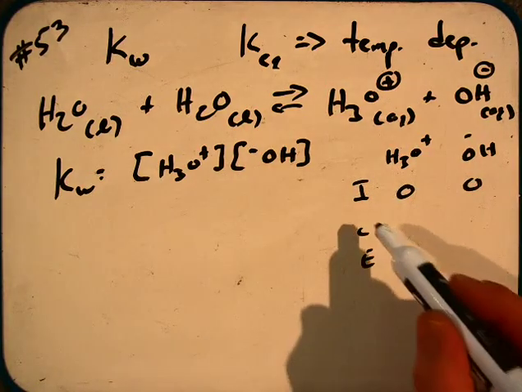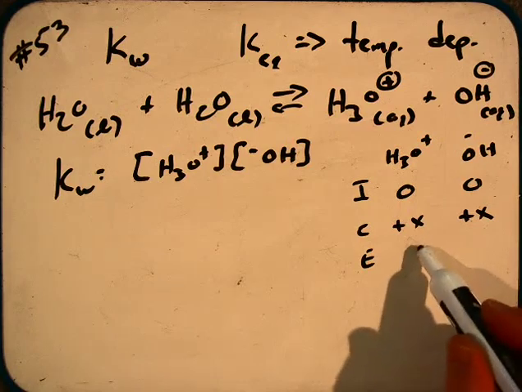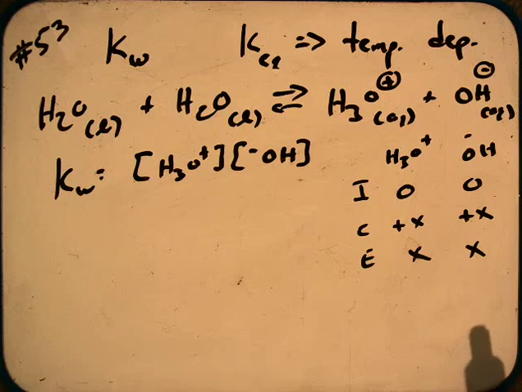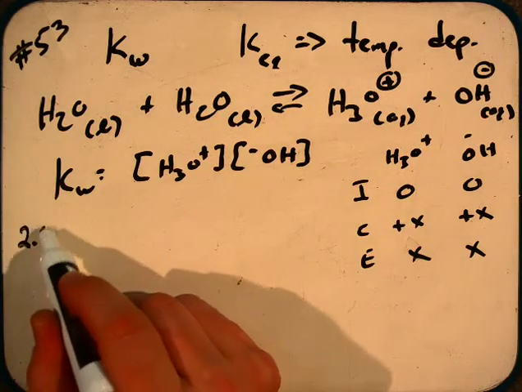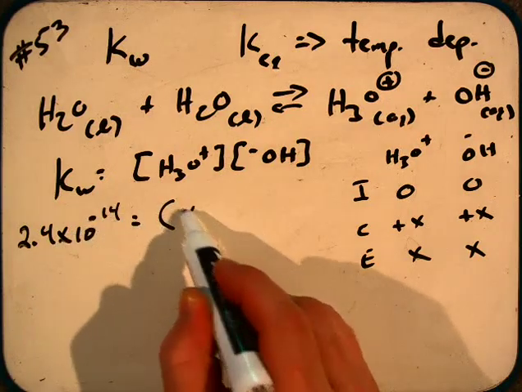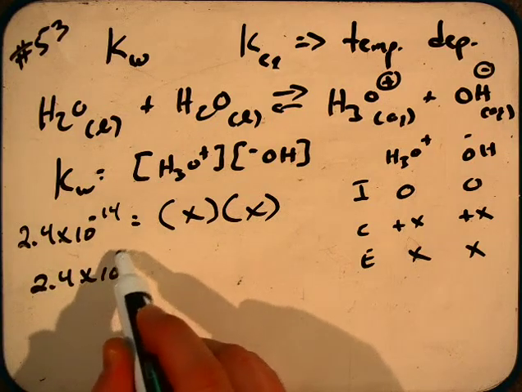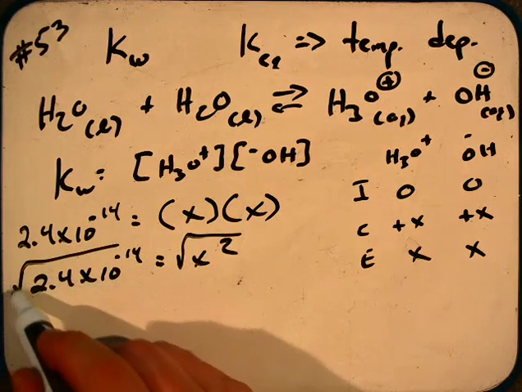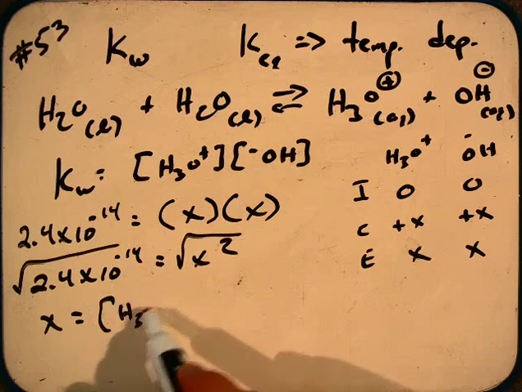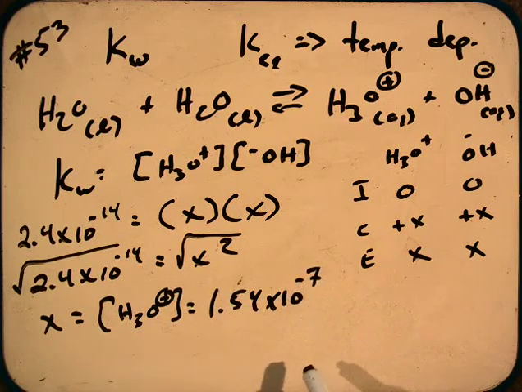Initially, these guys are going to be 0. Because of that 0, they're going to have a positive change. We have to make some of those materials. And so that means at equilibrium, both these concentrations are actually equal as X. And so that means our Kw, which is equal to that 2.4 times 10 to the negative 14th, is going to equal essentially X squared. We take the square root of both sides, and then we get X, which remember is equal to our hydronium ion concentration, is equal to that 1.54 times 10 to the negative 7. So that's our hydronium ion concentration.